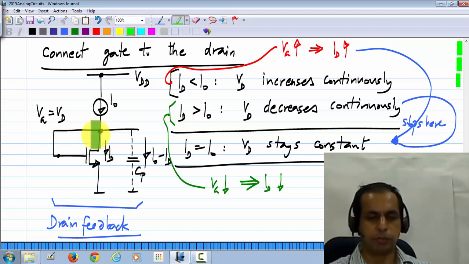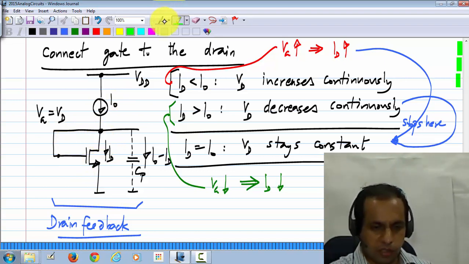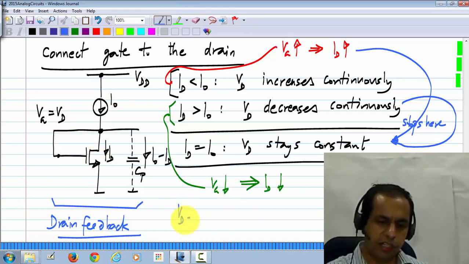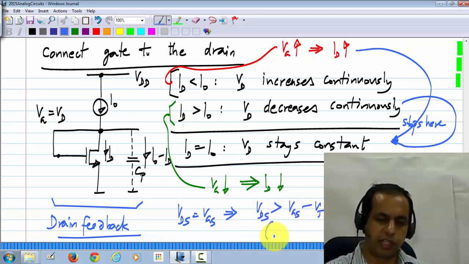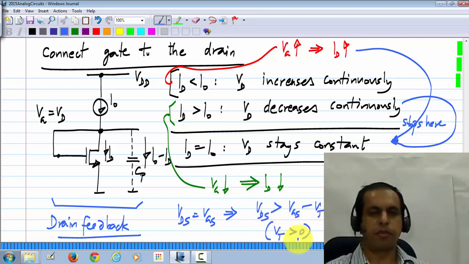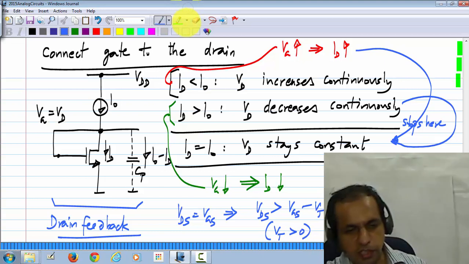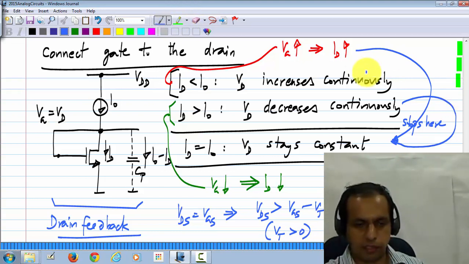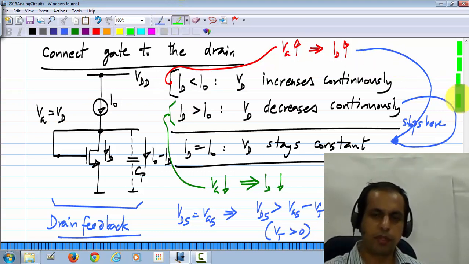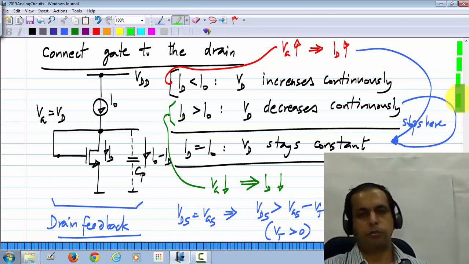Actually in this case it must be pretty obvious to you, because VDS equals VGS. So this automatically means that VDS will be greater than VGS minus VT as long as VT is positive. So if we have a positive VT transistor, this connection ensures that the transistor remains in saturation region. So we will use this to make amplifiers. We will see variants of this in the following lectures.